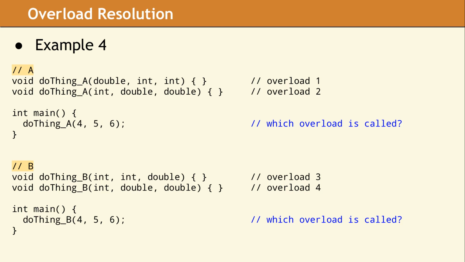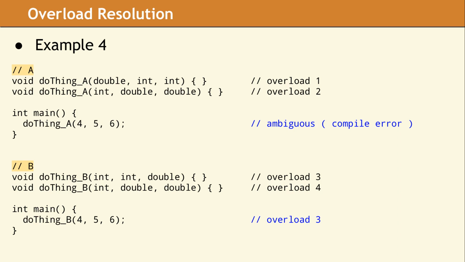This is our final example showing overload resolution with multiple parameters. Take a moment to examine the overloaded functions and the function calls and see if you can figure out how these calls will be resolved. Starting with main in part A, the call to do thing A is considered ambiguous given overload 1 and overload 2. The reason is a bit tricky.